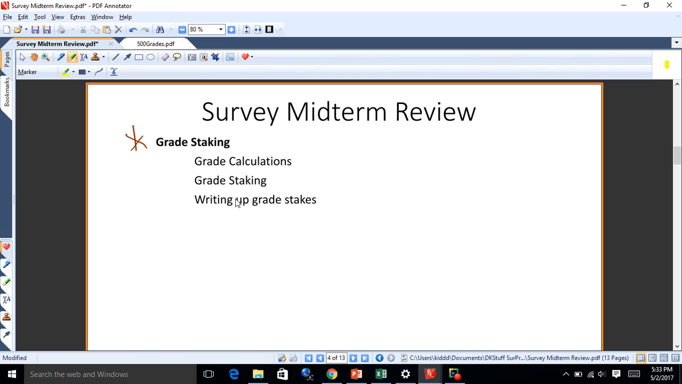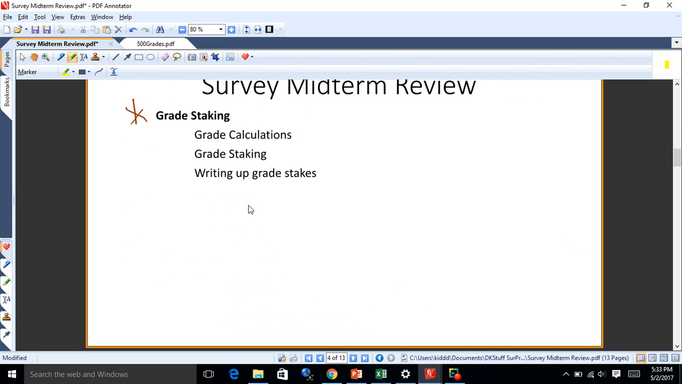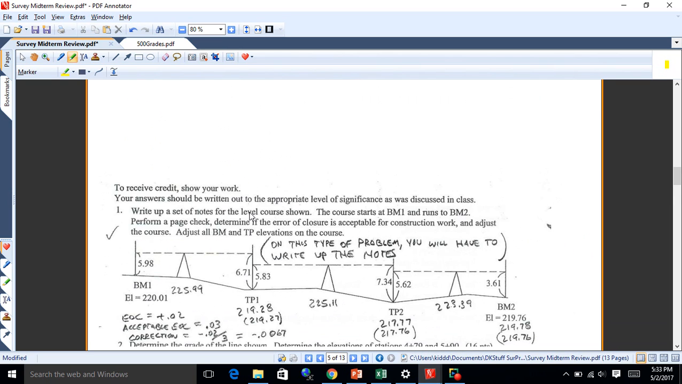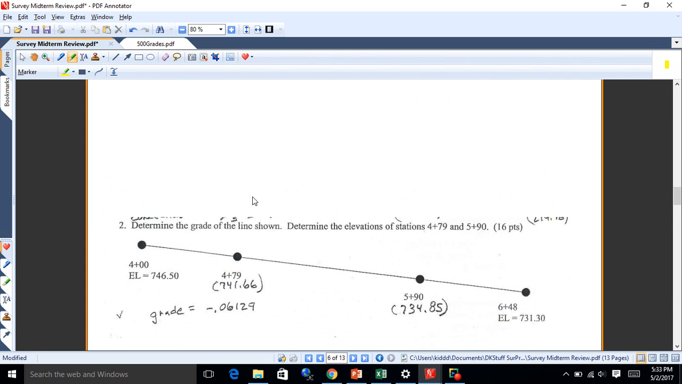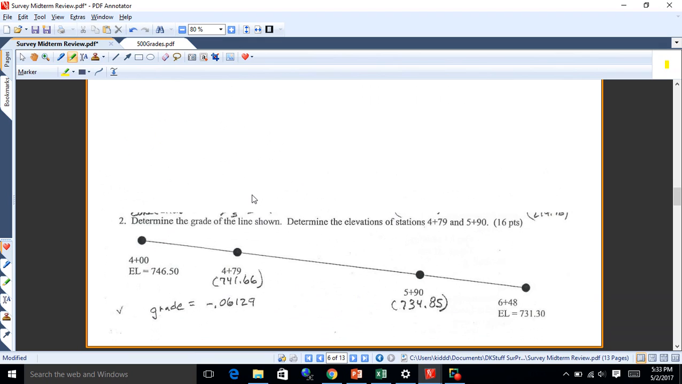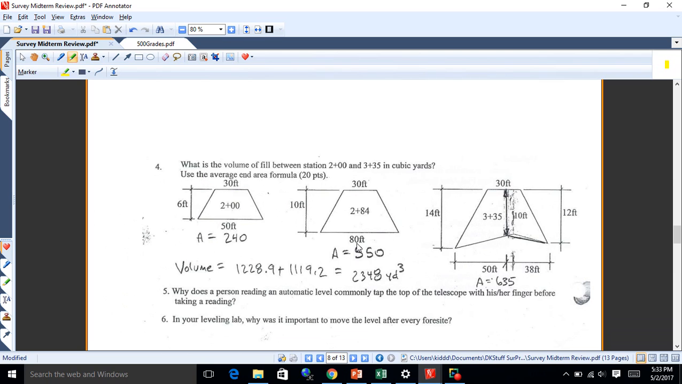Okay, so that's kind of the stuff that will be on the midterm. So what I would expect to have on there would be some problems. Here are some examples. Here's a level loop problem. Something like that might be on the midterm. Here's a grade problem, and I might add actual grade staking to the test. Here's a reducing cross-section notes problem. Here's a volume problem, okay?